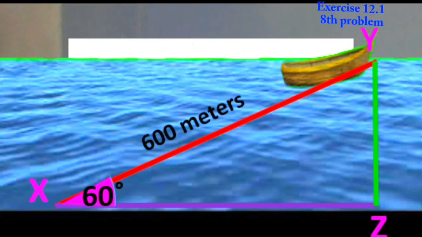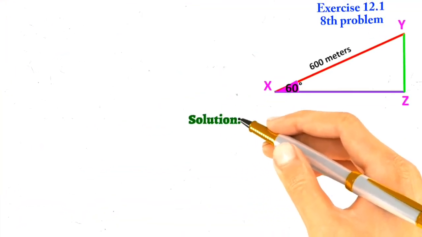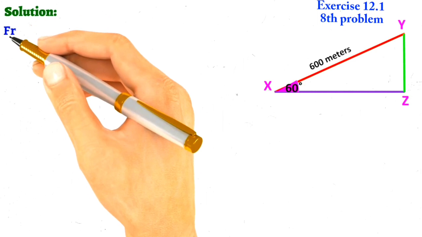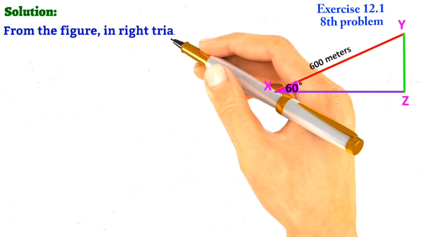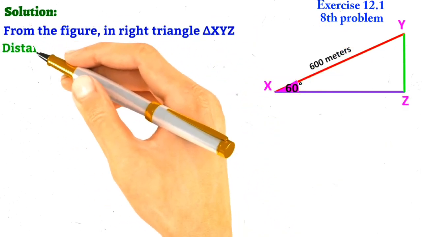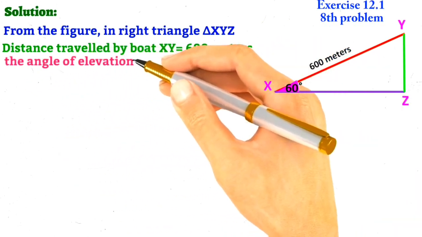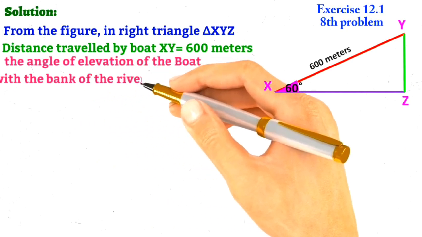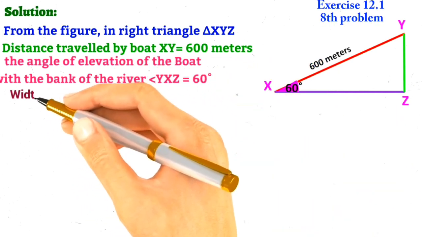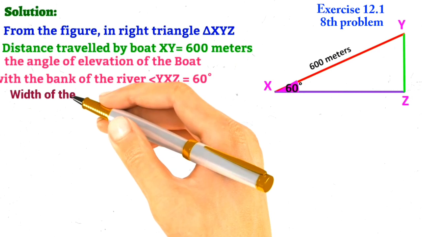So label angle X equals 60 degrees here. Now remove the pictures from this diagram. We get a triangle XYZ. In this we have the length of XY, 600 meters, and we have angle YXZ, that is 60 degrees. We need to find the width of the river, that is YZ. So can you guess which trigonometric ratio is suitable to find the width of the river?